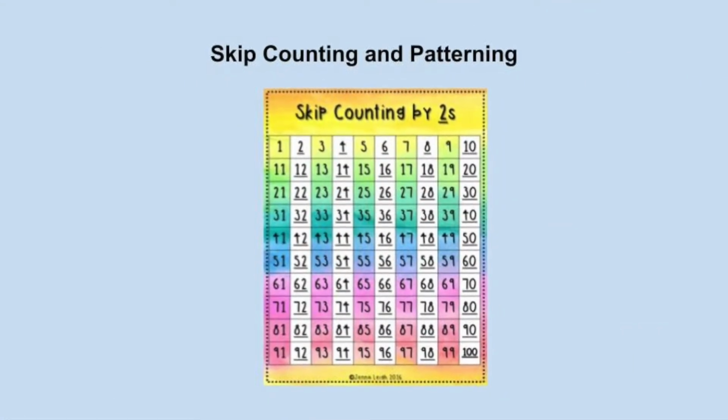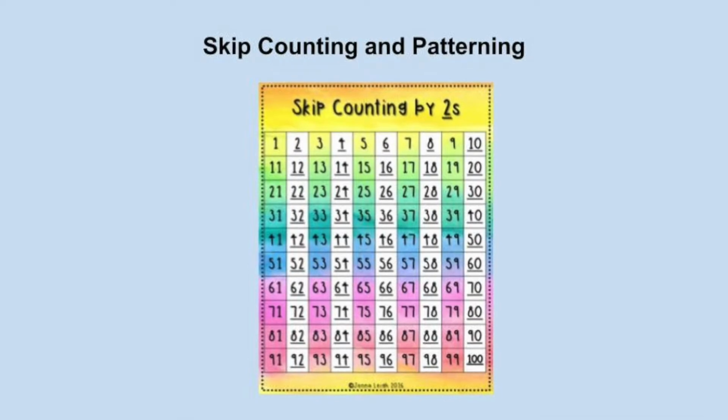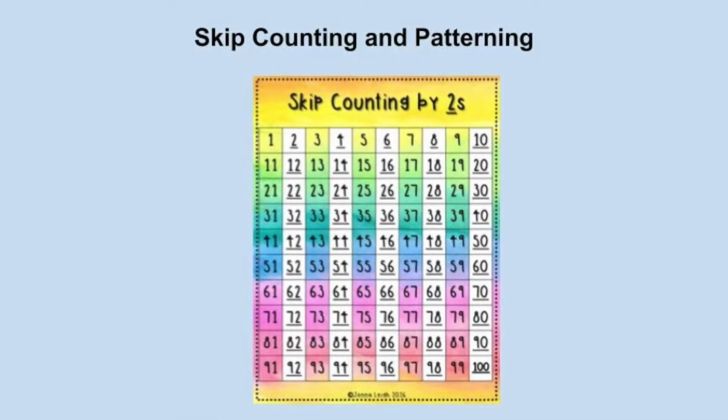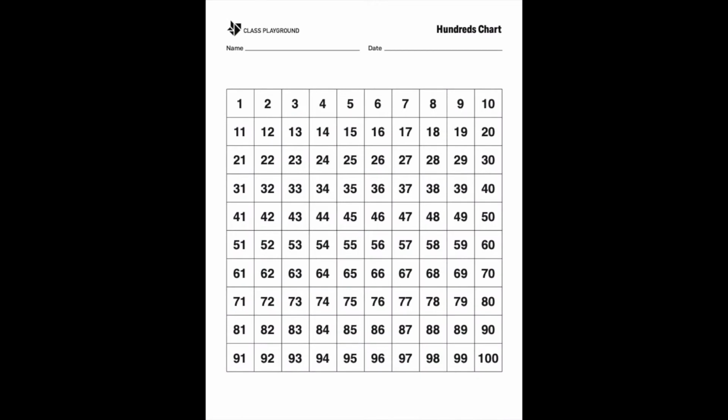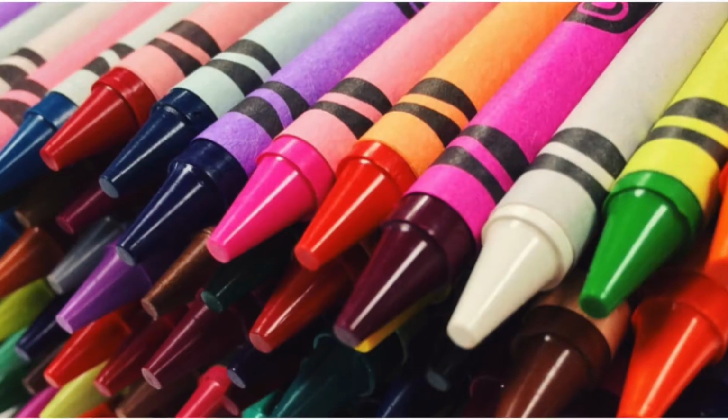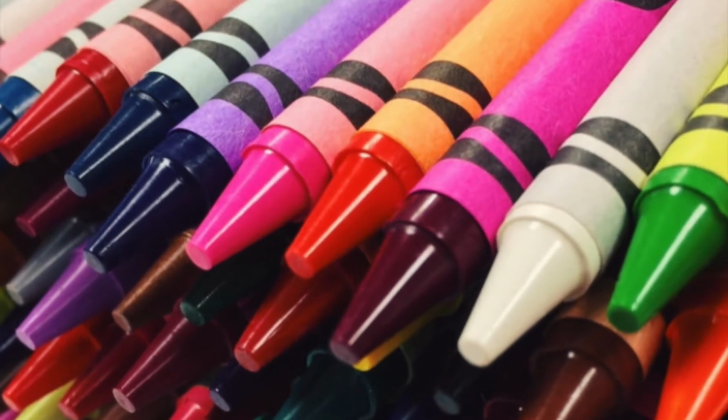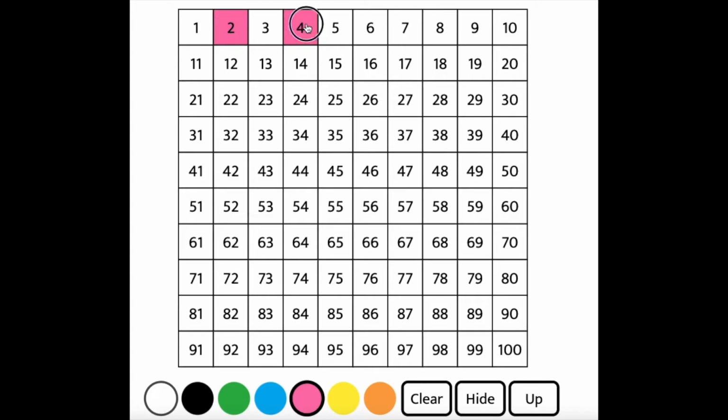Now I'm going to introduce a fun activity for second graders that uses skip counting and patterning. For this activity, each student will have their own hundreds chart, crayons or pencil crayons. The teacher will demonstrate the activity on the larger class hundreds chart. Start by having each student choose a color and start skip counting by twos. So color in the numbers 2, 4, 6, 8, etc.